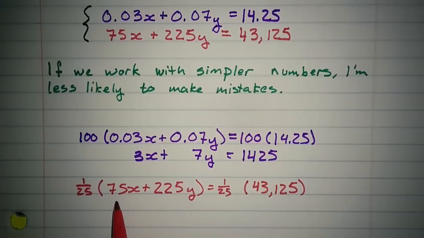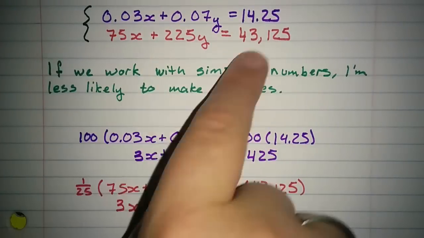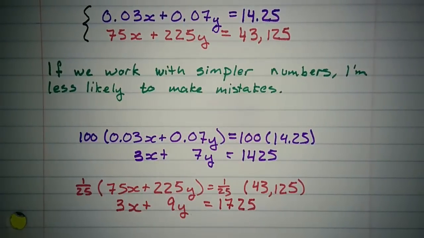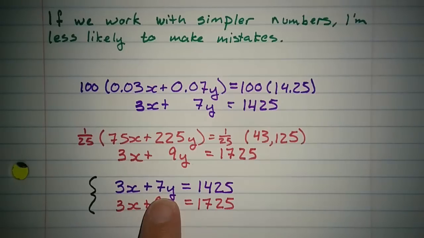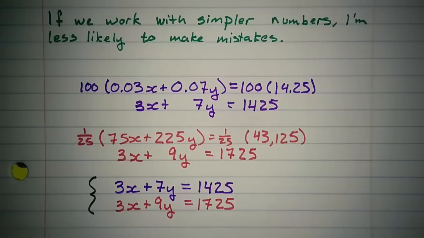75 divided by 25 is 3. 225 divided by 25 is 9. This number divided by 25 is 1,725. So this original system, after I simplify a little bit, becomes 3x plus 7y equals 1,425. 3x plus 9y equals 1,725. Ooh, we got a nice bonus out of this, didn't we?